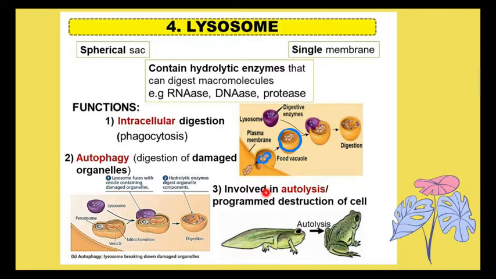So what is the organelle that helps in the digestion of the food vacuole? This is the lysosome. The lysosome will fuse with the food vacuole and release its hydrolytic enzymes, and intracellular digestion occurs. The product of intracellular digestion is the nutrients from the food. When the nutrients are formed, the cell will get the nutrients.